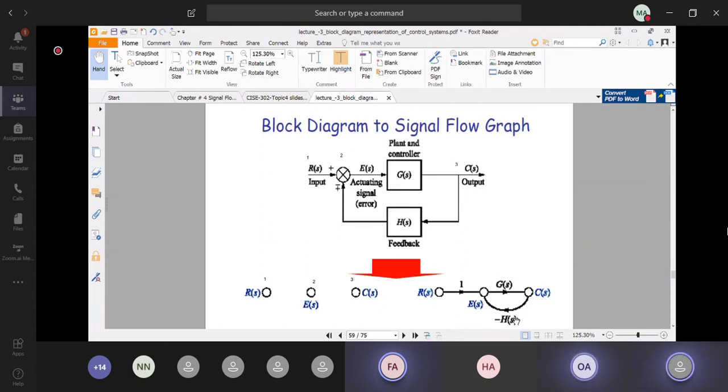We have it here. And what is the number one? The number one is the input. RS is the input node. We usually use the input, but the output we can ignore it. We can use it or not.